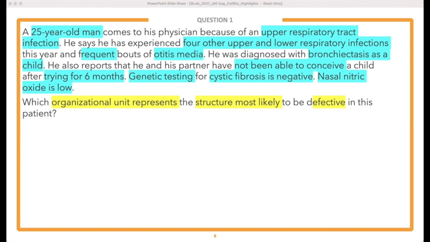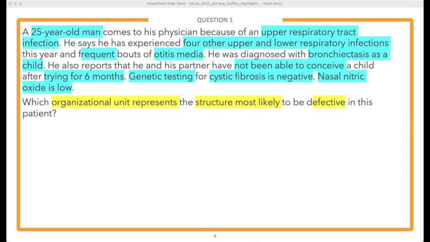Now, if you look at that lead-in, you'll see there that we've highlighted what we think is important in that lead-in, and specifically they're asking about an organizational unit that represents the defective structure, what we think is most likely the defective structure, okay? So how many steps is this question?